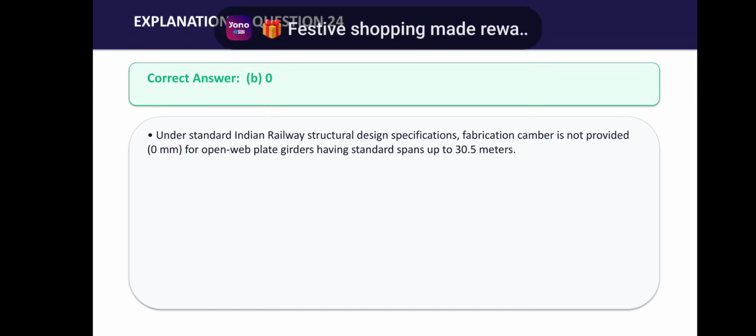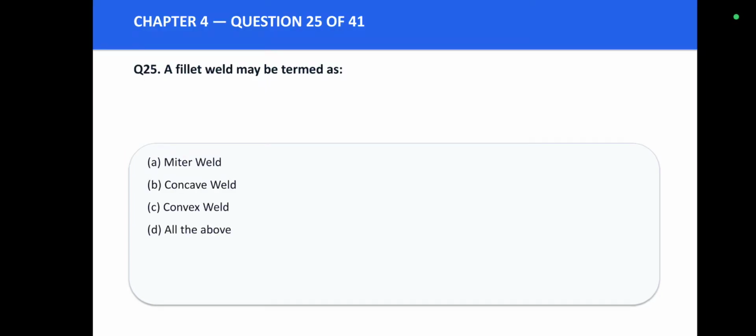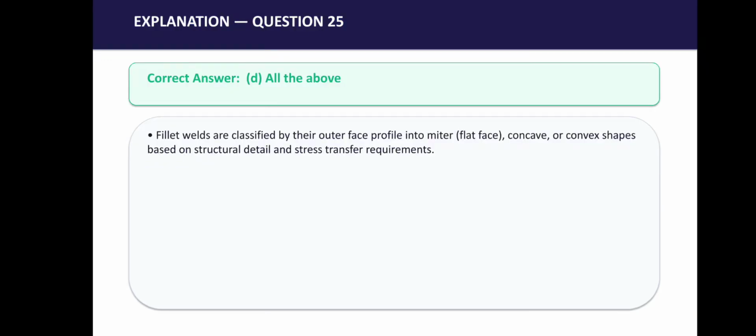Question 25. A fillet weld may be termed as which of the following? Option A, mitre weld. Option B, concave weld. Option C, convex weld. Option D, all the above. The correct answer is option D, all the above. Explanation. Fillet welds are classified by their outer face profile into mitre flat face, concave, or convex shapes based on structural detail and stress transfer requirements.